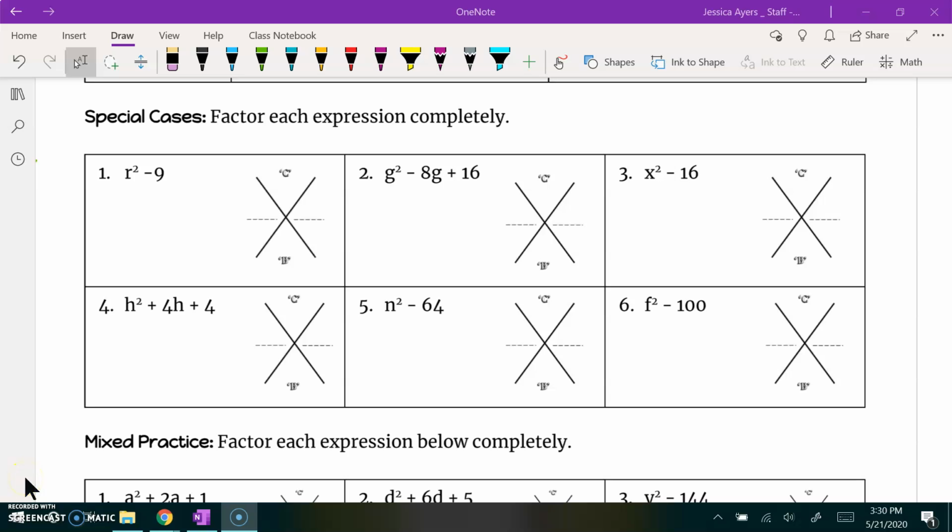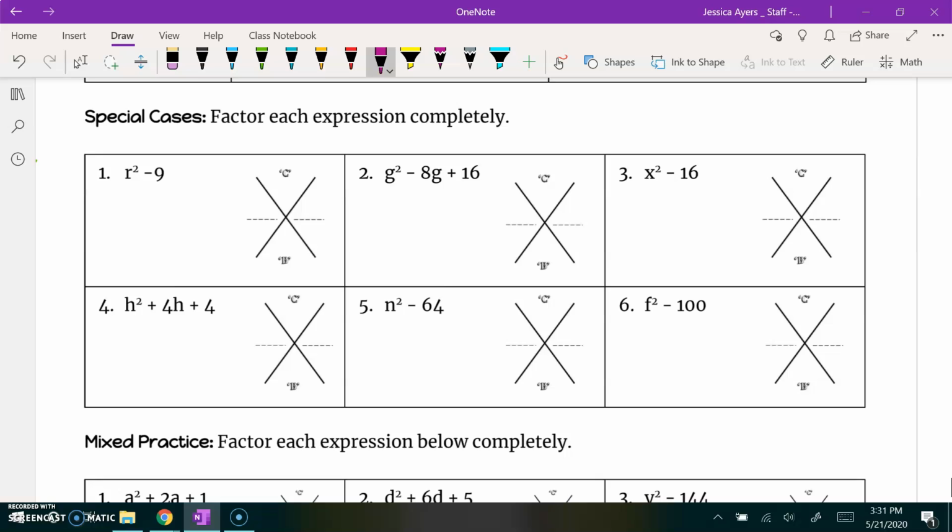So there's a couple of special cases that we want to talk about when we're factoring. We can still use the same process for these, but you might notice some patterns to it. So when you have r squared minus 9, you might think, well, there's no b value. And that's right, there isn't a b value.